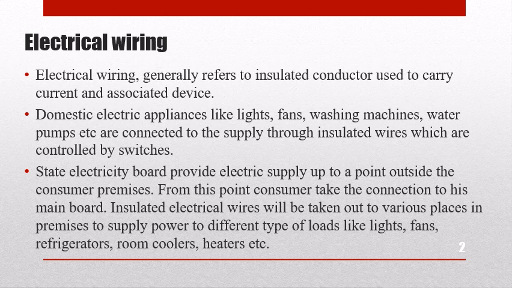So the domestic electric appliances like the light, fans, washing machines, water pumps and other appliances are connected to supply through the insulated wires which are controlled by the switches. The state electricity board usually provides the electric supply up to a point outside the customer premises. From that point, the customer takes the connection to his main board. Insulated electrical wires will be taken out to various places in the premises to supply power to the different types of loads which are required for the light, fans, refrigerators, room coolers or heaters and other appliances.